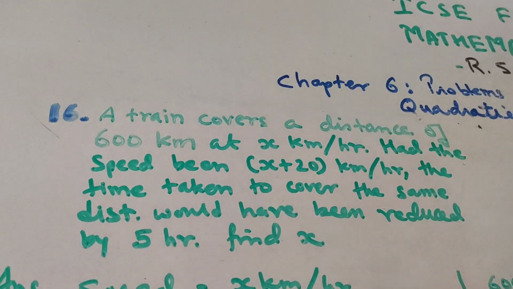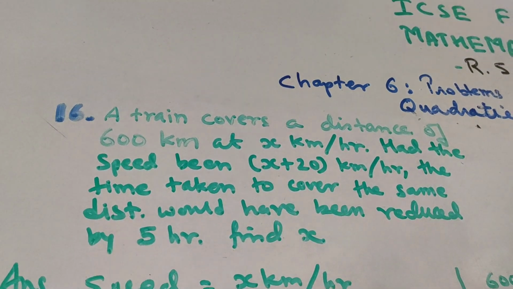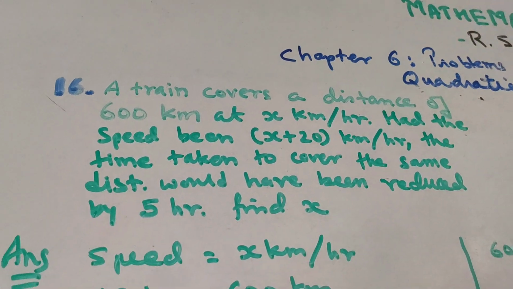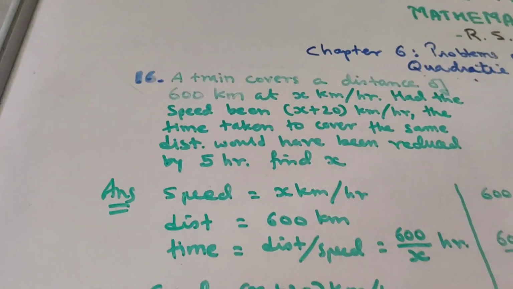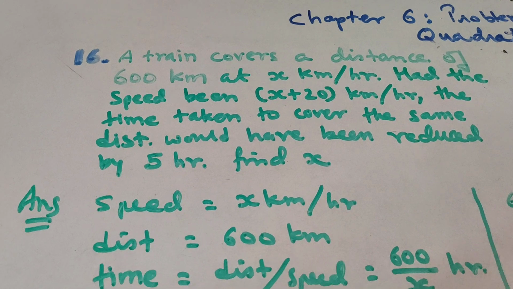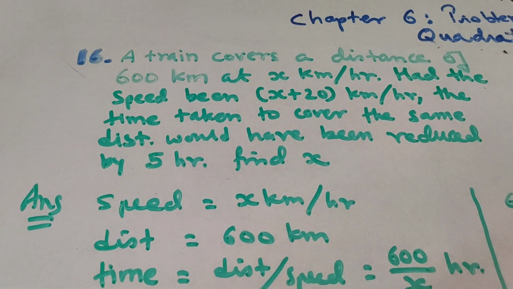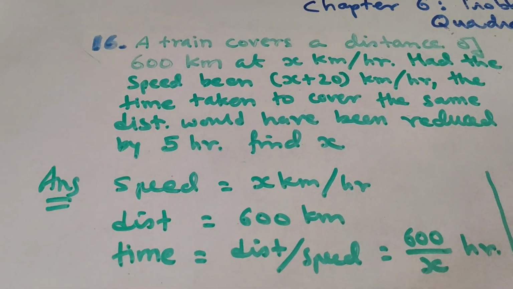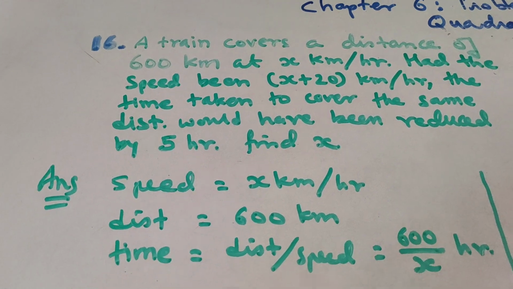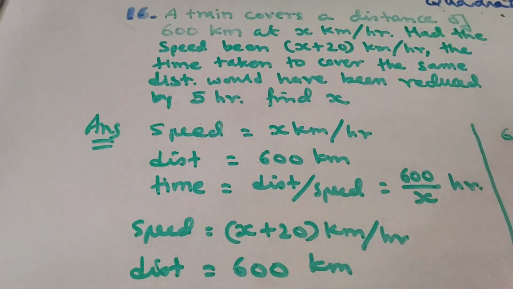So it says total distance is 600 km and the train is traveling at a speed of x km per hour. So first of all we'll write speed is equal to x km per hour. Total distance that is covering is 600 km. Time is equal to what? Distance upon speed is equal to 600 upon x hours.